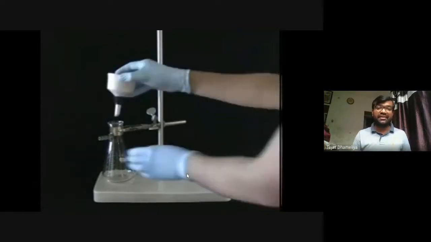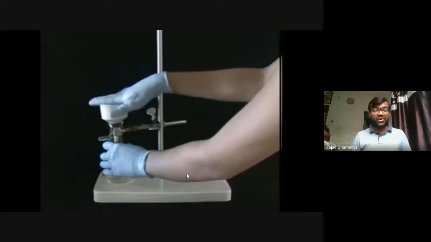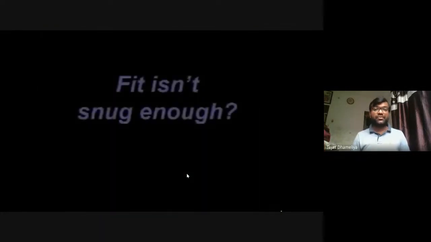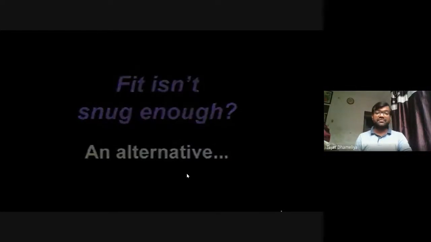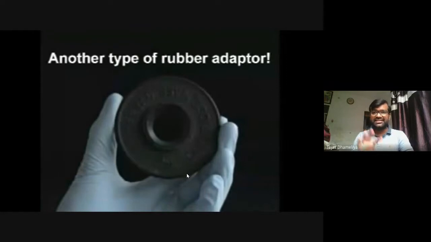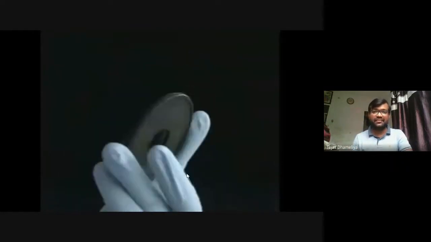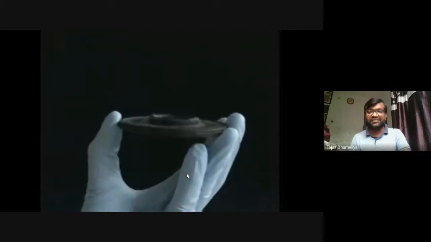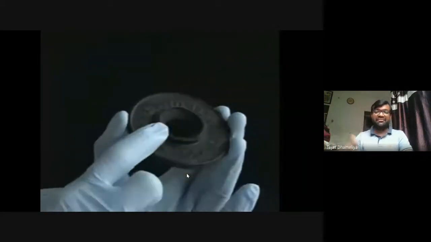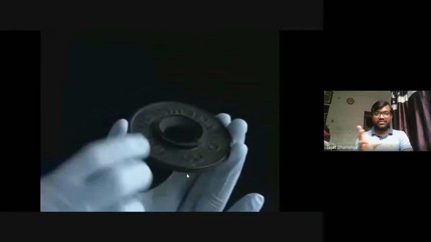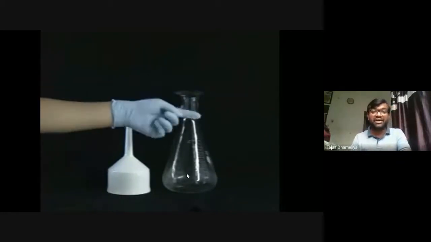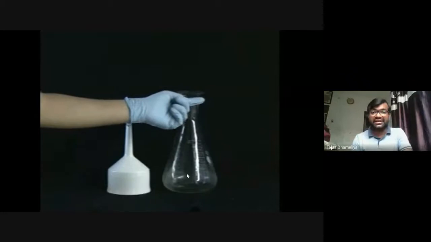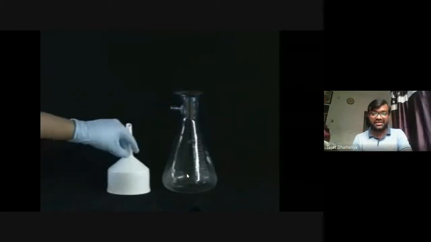Here is a rubber adapter which is fixed on a particular conical flask. That is shown to you, and if the fit is not snug enough, an alternative is also there. There are some other types of rubber adapters, so depending upon our need, we may use several different types. We can keep this on the conical flask. Then we can keep this white colored Buchner funnel, which is made of porcelain, with a porcelain disc.